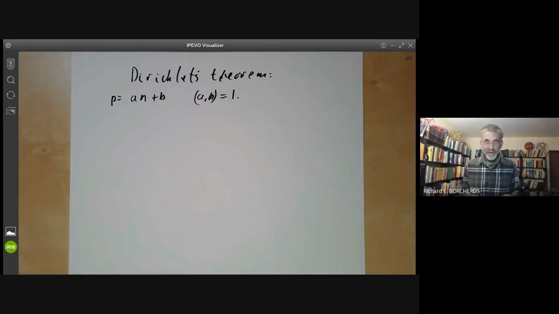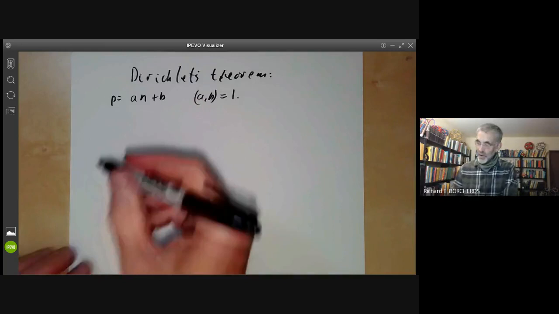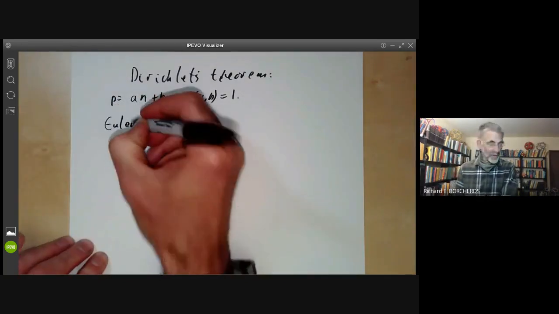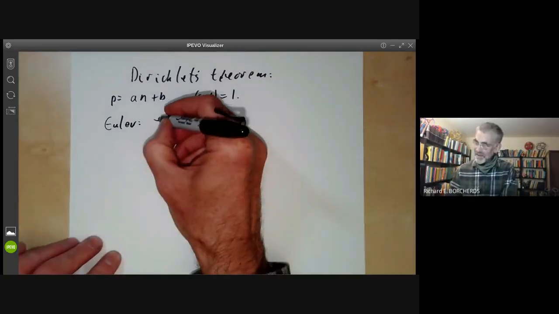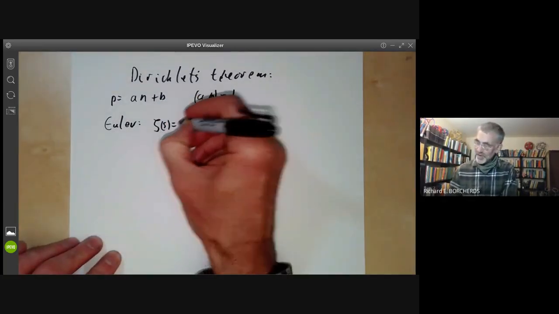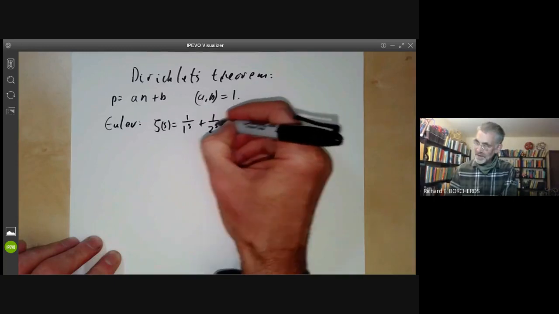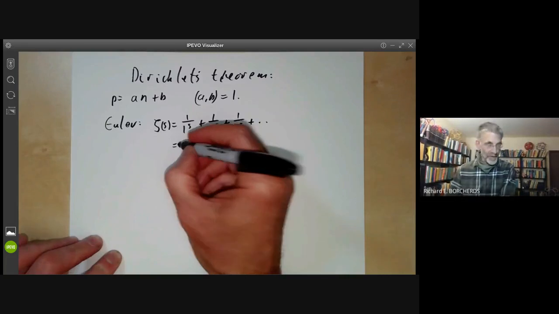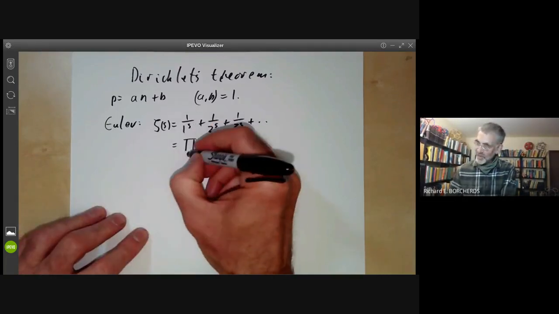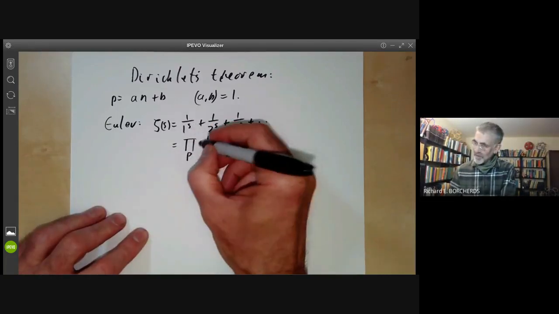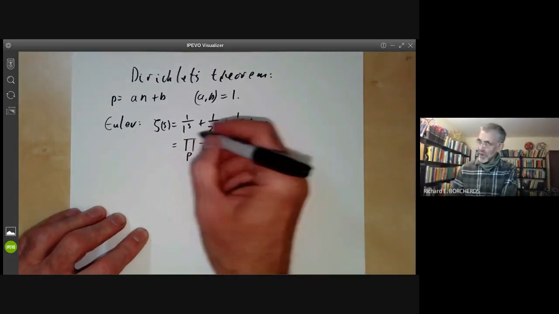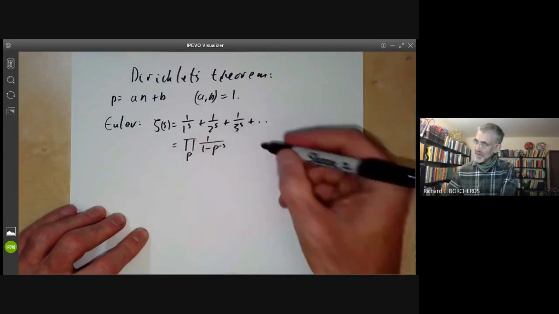In order to show how Dirichlet's proof works, I'll start by recalling Euler's proof that there are infinitely many primes. So Euler started with the Riemann zeta function, which is 1 over 1 to the s plus 1 over 2 to the s, and so on. And he showed that it could be written as an infinite product over all primes, 1 over 1 minus p to the minus s. This follows easily just by writing each of these as a geometric series and expanding out.